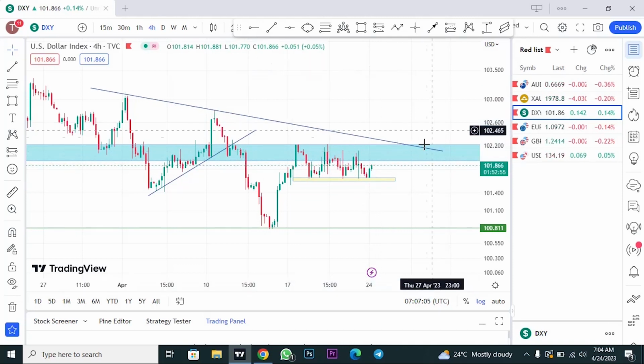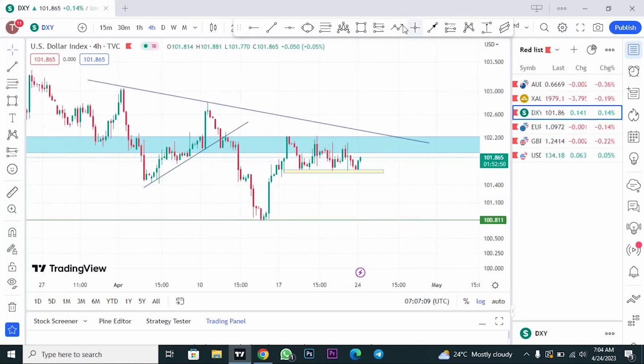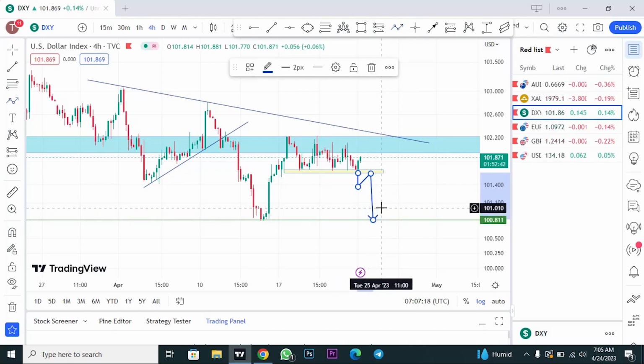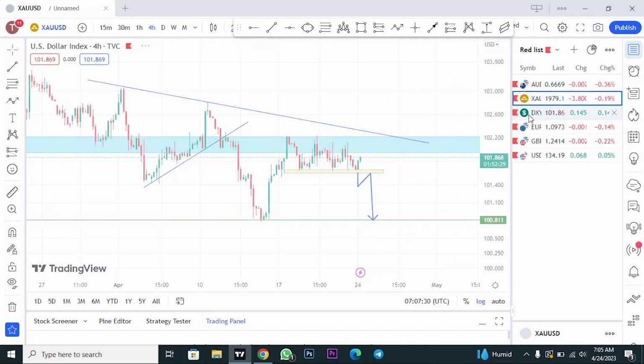What I'm waiting for price to do on the DXY is to break out of this level, come back for a proper retest, and then push to the downside. That's what I'm seeing. I just want to see this on the DXY before I make any move on the other pairs. So let's move on to the other pairs and see what they are doing.